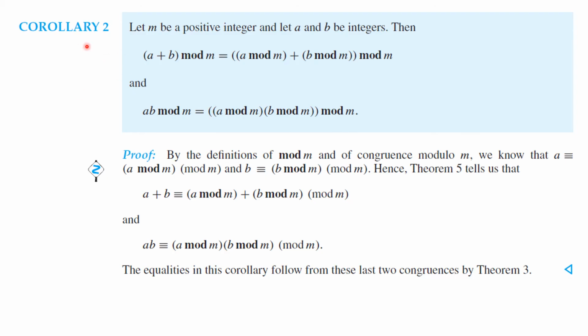I'm going to state a second corollary to one that we already talked about. If we let m be a positive integer and a and b also be integers, then (a + b) mod m is equal to ((a mod m) + (b mod m)) mod m, and ab mod m is equal to ((a mod m) times (b mod m)) mod m. You have to think about this, but this corollary is about the equivalent functional definition. And here's the proof, and the proof is kind of obvious. It follows directly from the last two congruences that we used in the previous theorem.